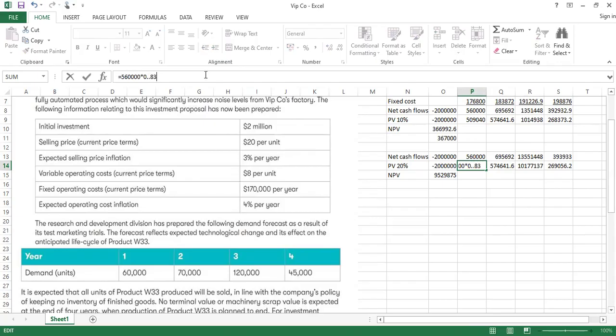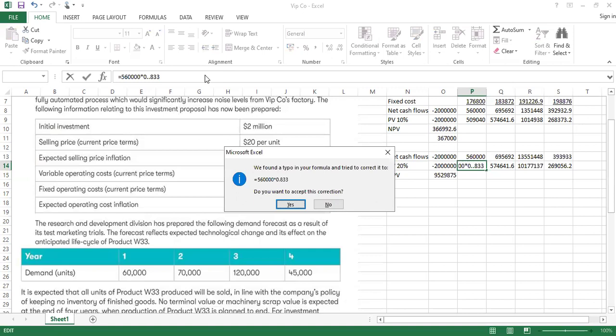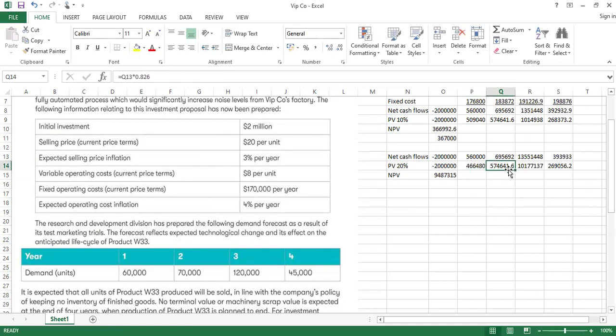For the first year it is 0.833. The second year it is 0.694. For the third year it is 0.579. For the fourth year it is 0.482.